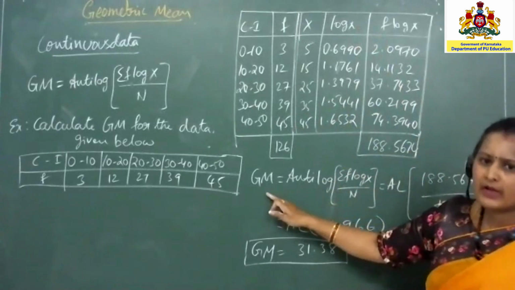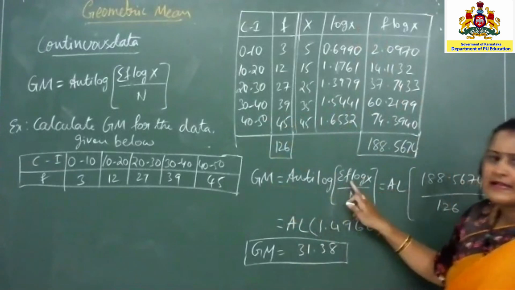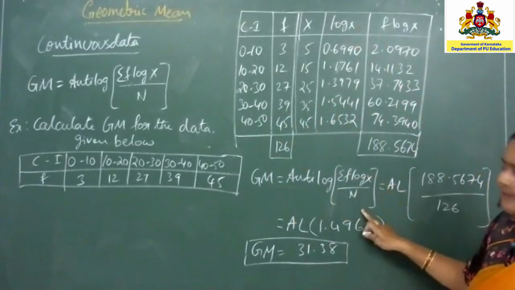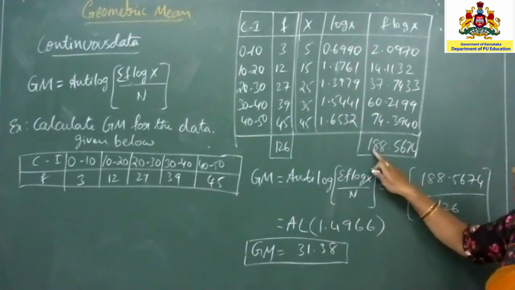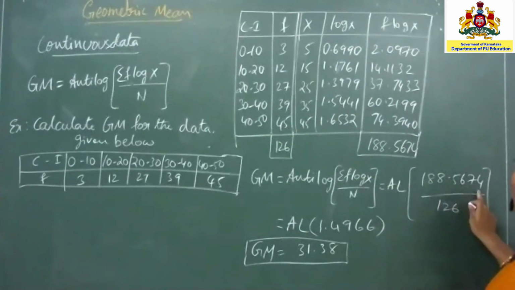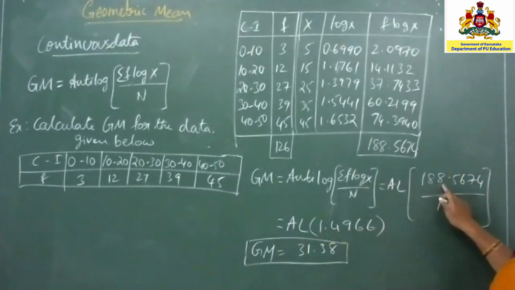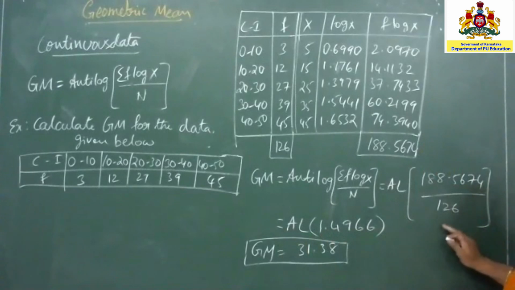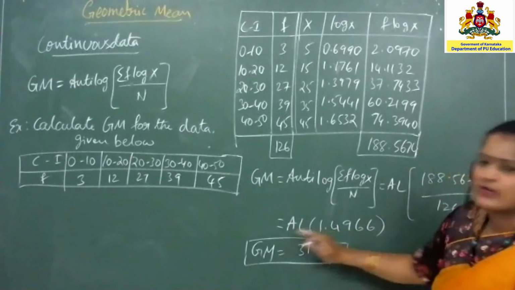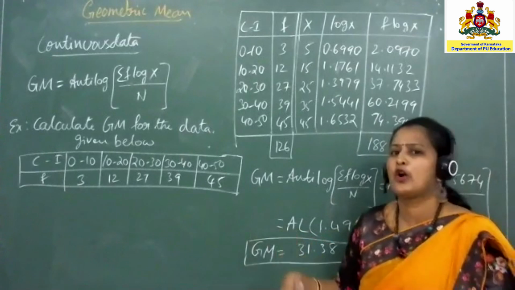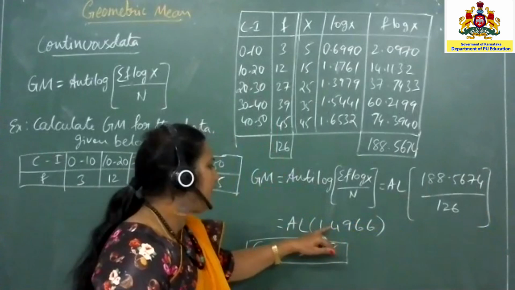The formula for the geometric mean to find out for continuous series data is geometric mean equal to antilog of summation f log x divided by N. Summation f log x is this value, 188.5674, divided by 126, which is the antilog of 1.4966. So you need to find the antilogarithm for 1.4966.